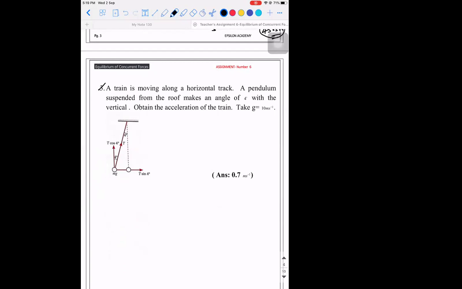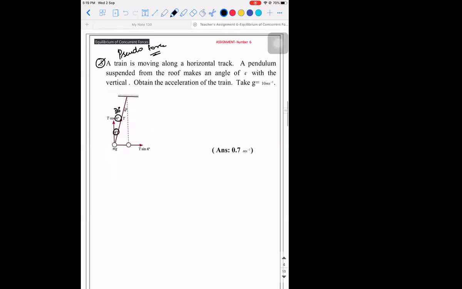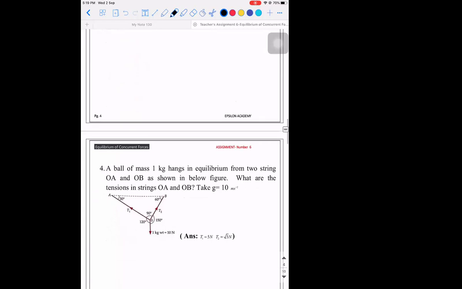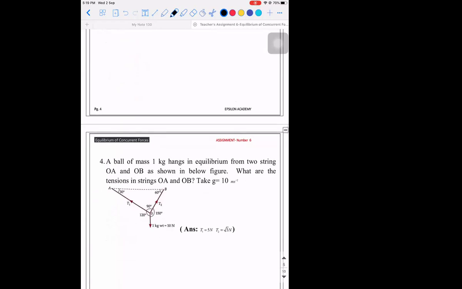So a train is moving along a horizontal track. A pendulum suspended from the roof makes an angle of 4 degrees with the vertical. So instead of 4 degrees, let's make it 30 degrees with the vertical. Obtain the acceleration of the train. Okay, this question you can leave because there is a concept called pseudo force to be applied, which is not in your syllabus, so don't worry about it. This one you can do, fourth you can do.